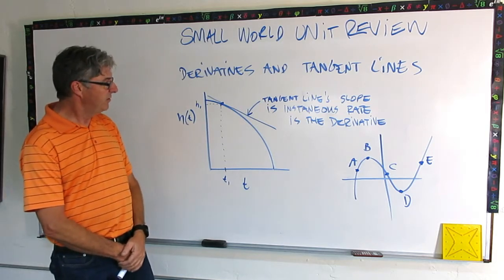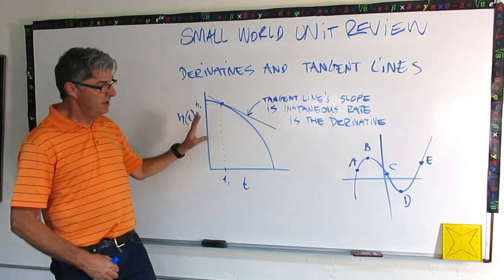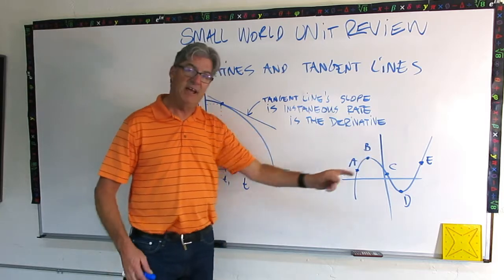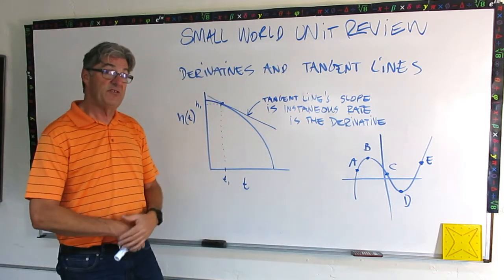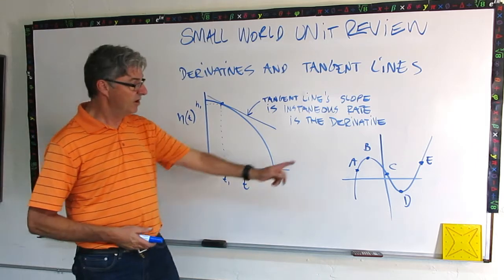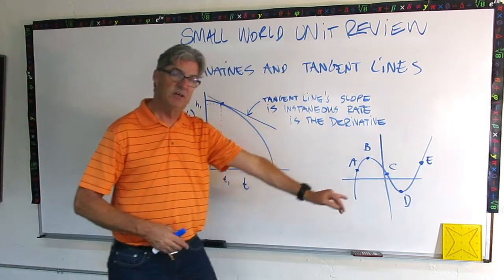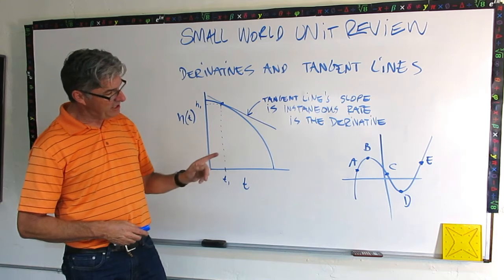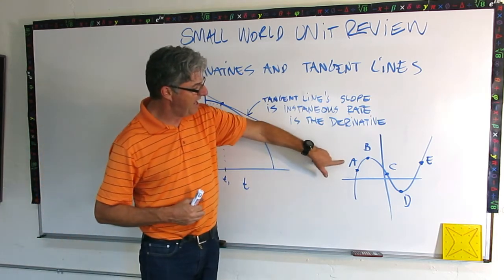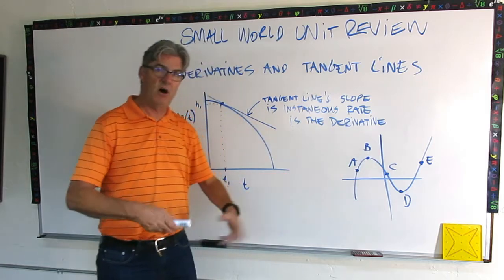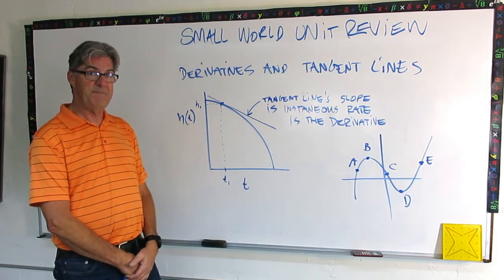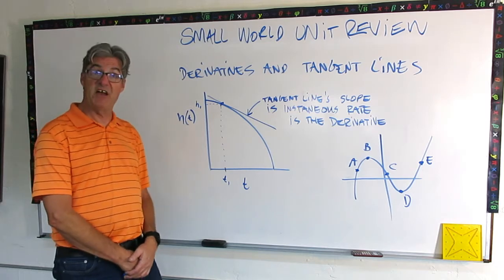Okay, so using this concept, I've marked up this function here with A, B, C, D, and E. And now you can tell me the sign of the derivative or the slope of the tangent line for each of these 5 points. So pause the video for a minute, look at that graph, and just jot down quick notes. What is the slope of the tangent line at A, B, C, D, and E? And also understand that that is the sign of your derivative. Okay, let's see how you did.